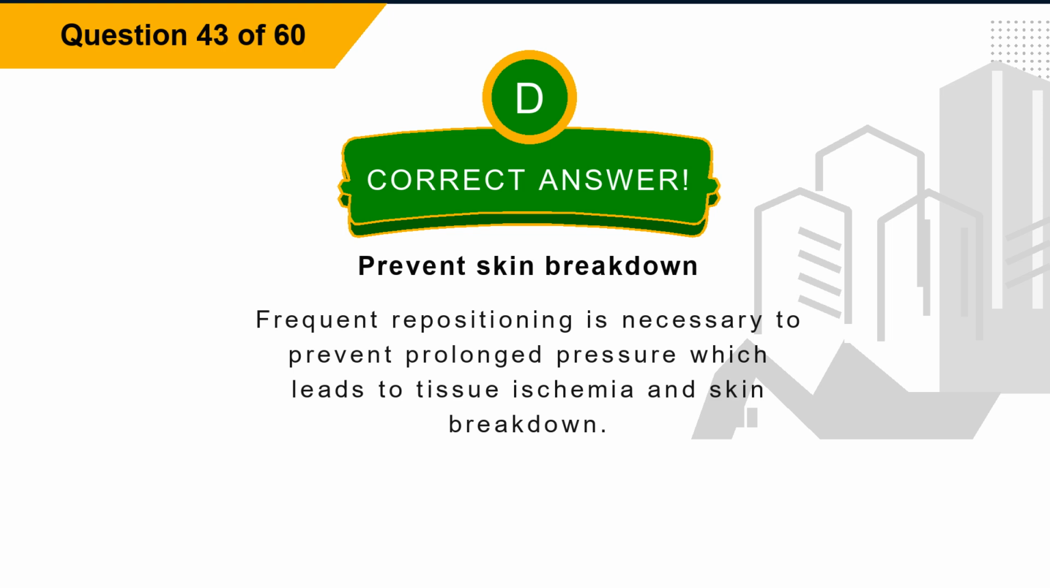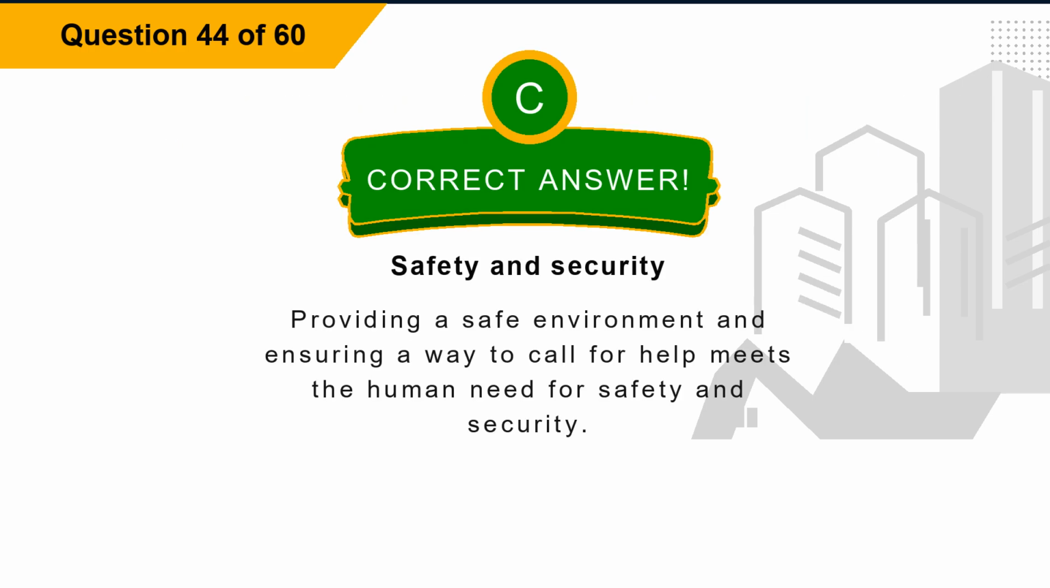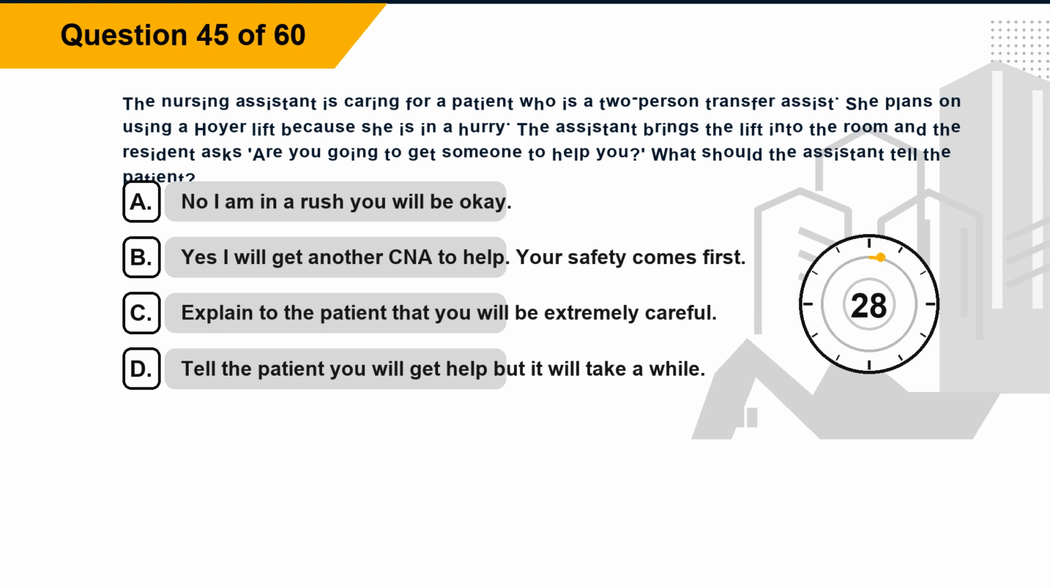Explanation: frequent repositioning is necessary to prevent prolonged pressure which leads to tissue ischemia and skin breakdown. Question 44. The CNA is aware of the importance of meeting emotional needs. Checking on the resident and keeping the call light within reach meets which need? Option A, quality time. Option B, sense of purpose. Option C, safety and security. Option D, privacy. The correct answer is option C, safety and security. Explanation: providing a safe environment and ensuring a way to call for help meets the human need for safety and security.